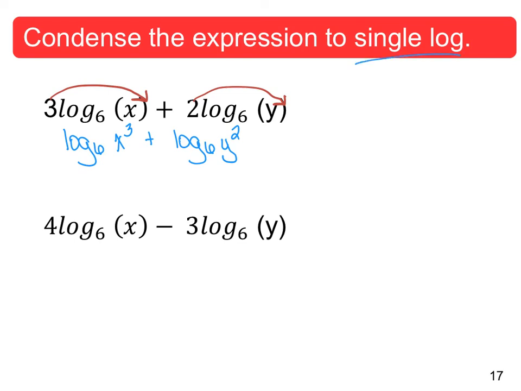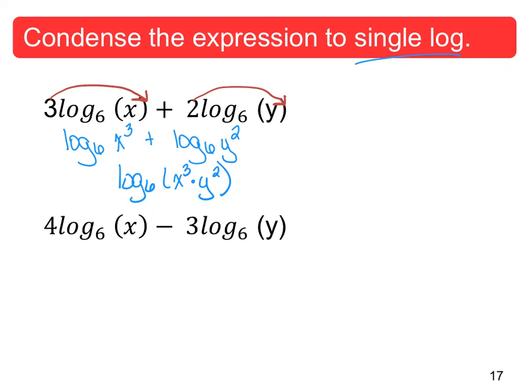Now I'm going to write it as a single log. Because I've got addition right there, that means the x to the 3rd and the y squared are being multiplied together. So again, I'm only writing the log base 6 once. And I have x to the 3rd times y squared. Log base 6, x to the 3rd times y squared.